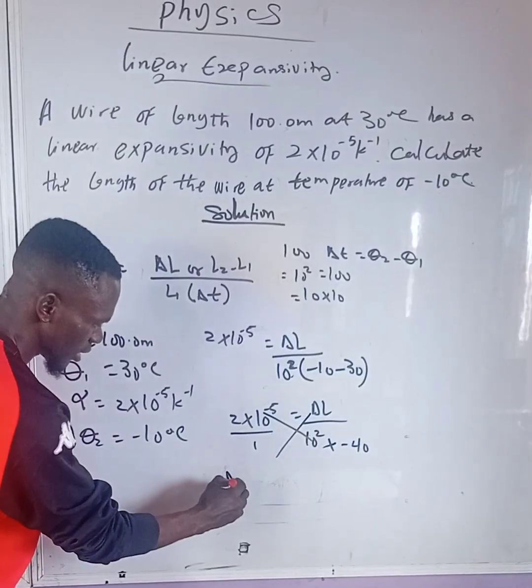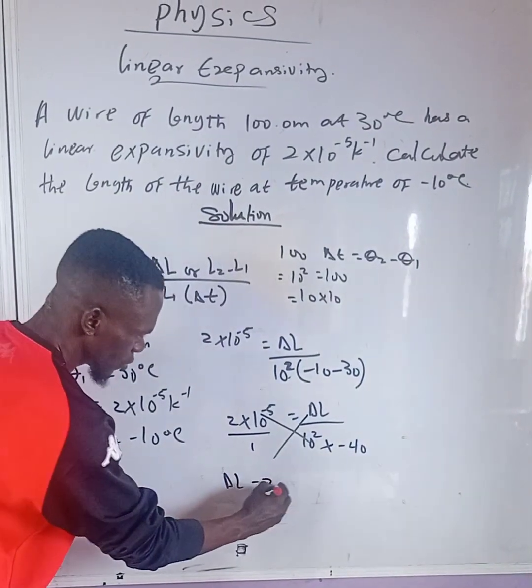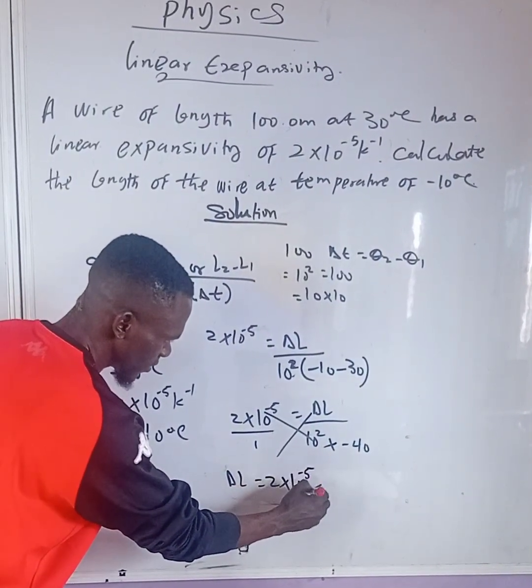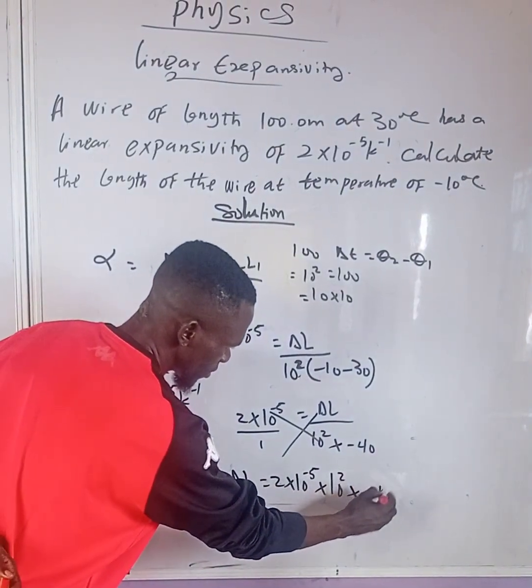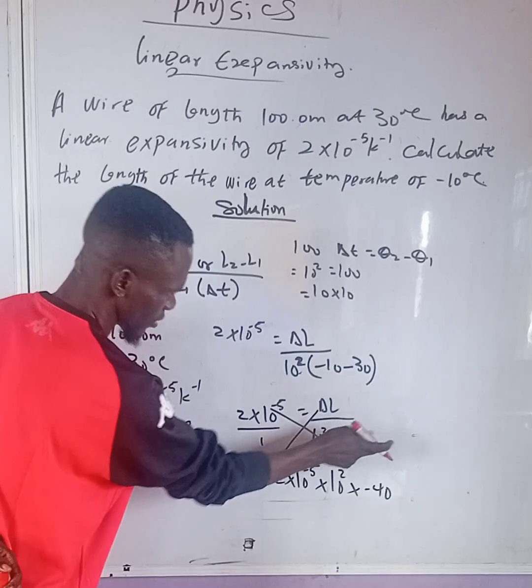So we have change in length equals to 2 times 10 raised to the power minus 5 times 10 raised to the power of 2. We have times minus 40. This one multiplies what is here. So that's what we have.